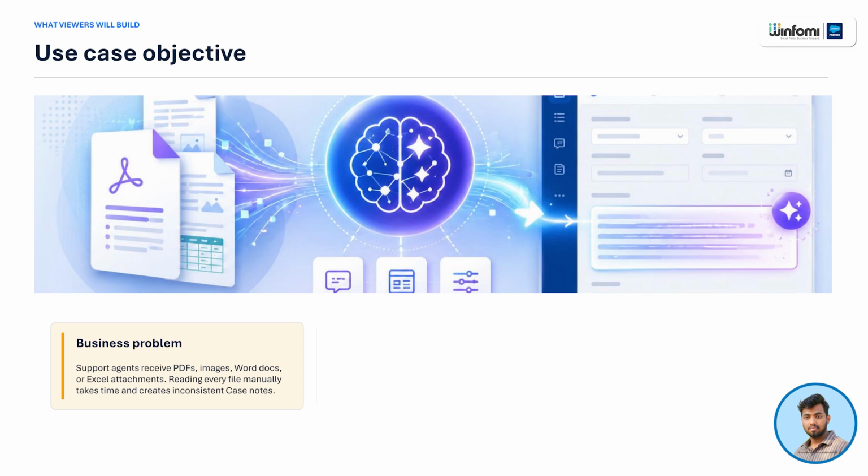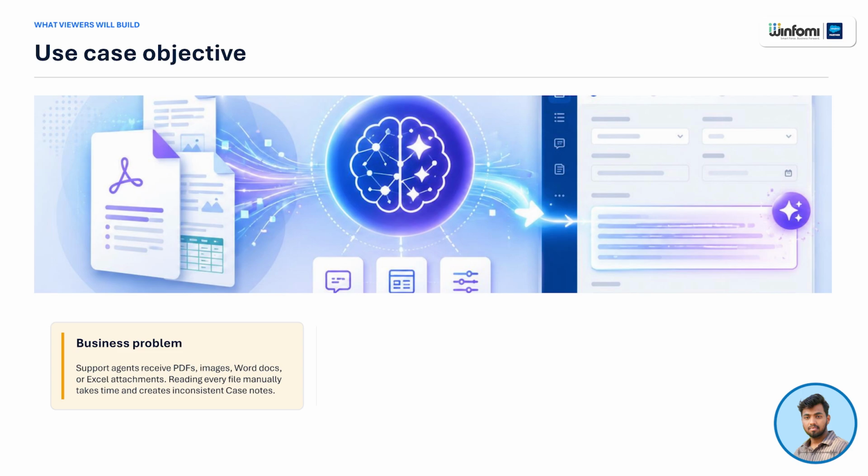First of all, we will go through the business problem, which is that a support agent receives PDFs, images, Word documents or Excel attachments. Reading every file manually takes time and creates inconsistent case notes. This is a big problem, as you may receive invoices on a case which you need to describe with the proper information, like which fields are filled or not. Each user reads the document but updates in a different format. That is an issue, and sometimes data gets missed with manual work.